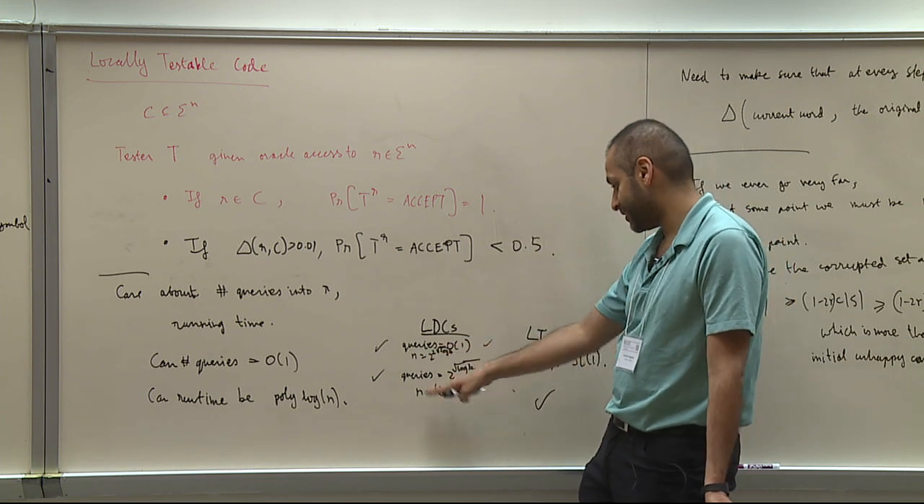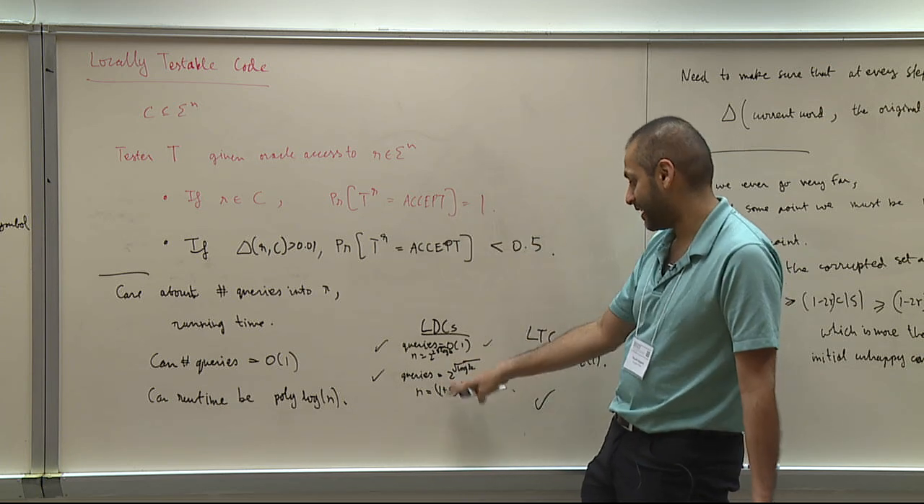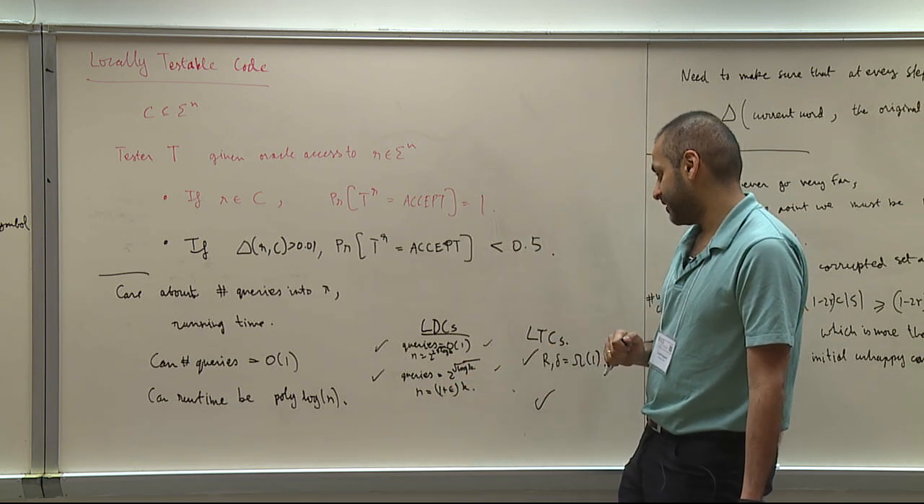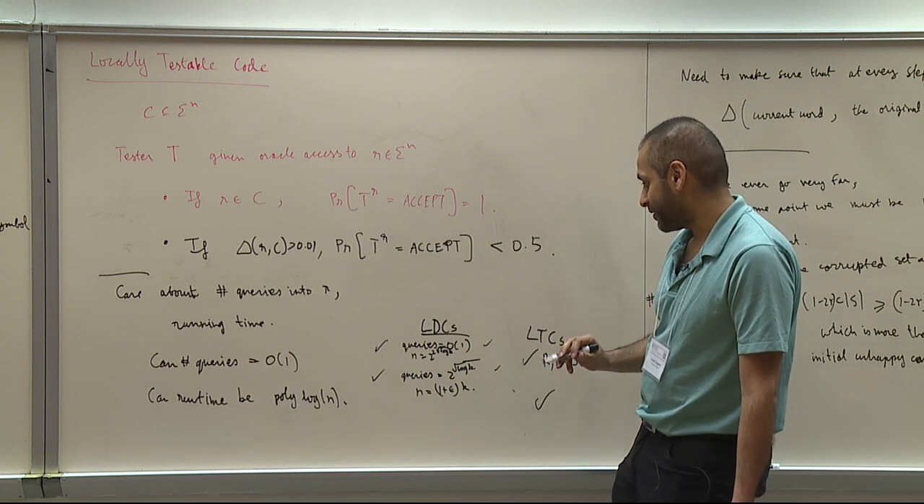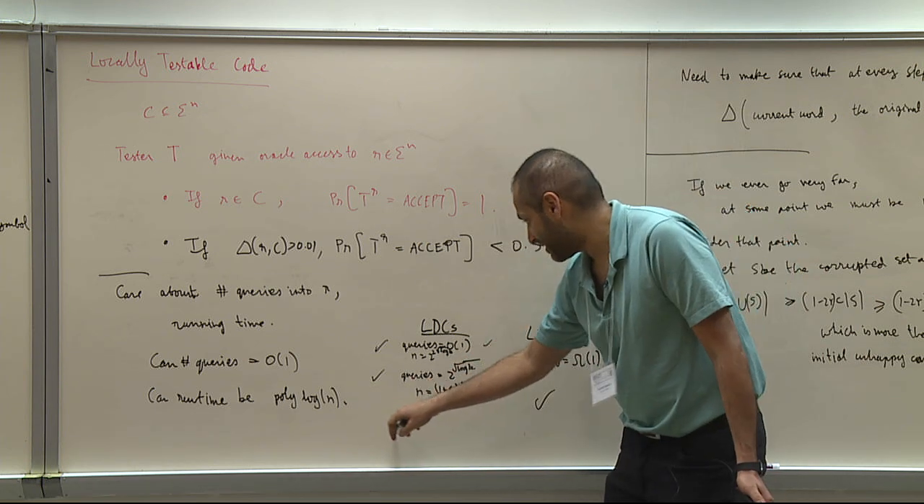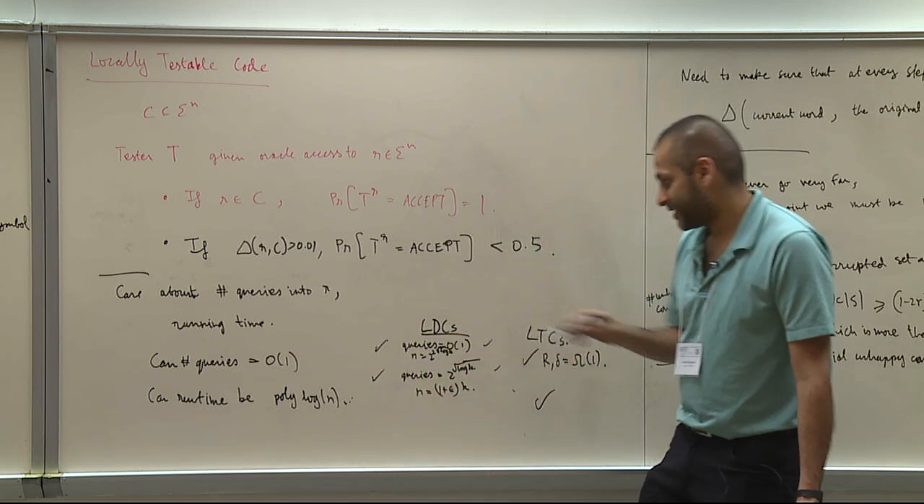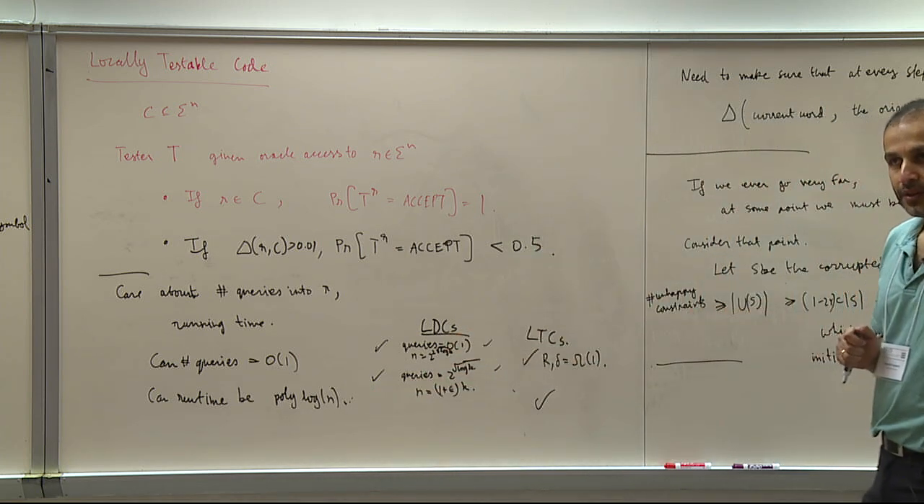These are called matching vector codes. These are called multiplicity codes, along with some expander amplification. Those are the positive results for locally decodable codes. And neither of these has, I guess, polylog runtime for this example.